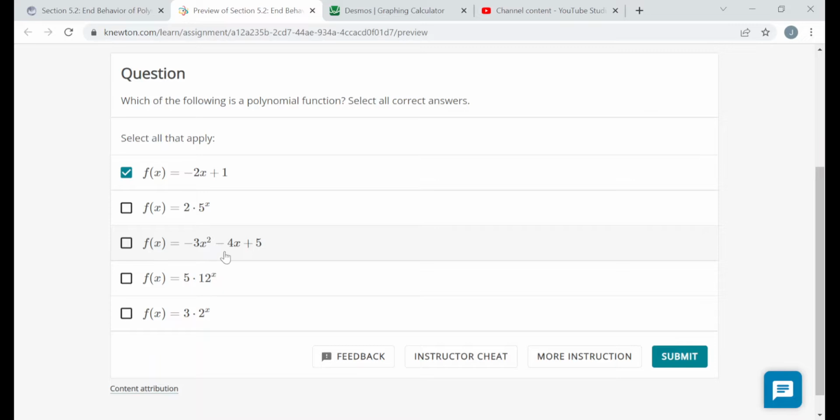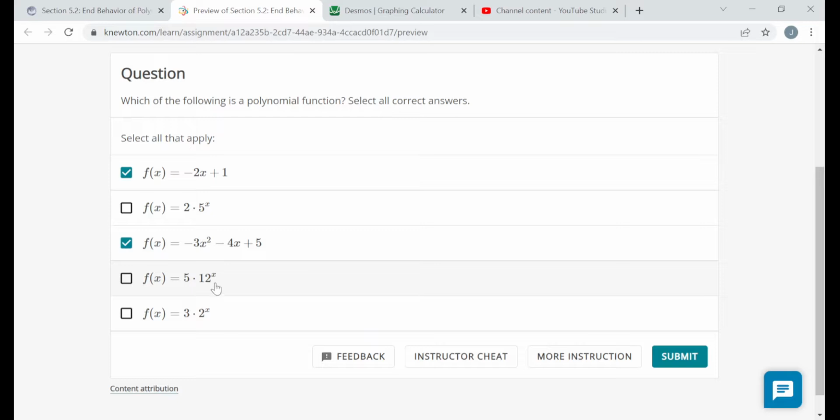There's negative 3x squared minus 4x to the first plus 5, x to the second, x to the first, x to the 0. All the powers on the variables in each of these terms is a whole number. Right? It's the sum of three power functions where all the powers are whole numbers. So this is a polynomial function.